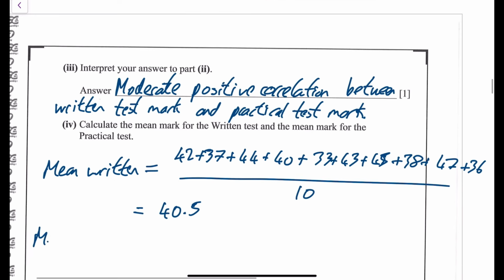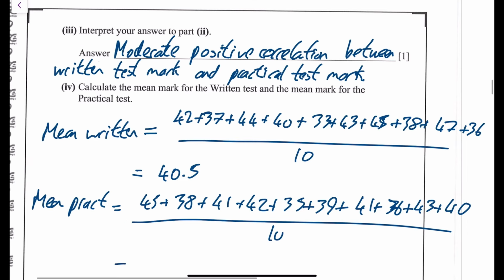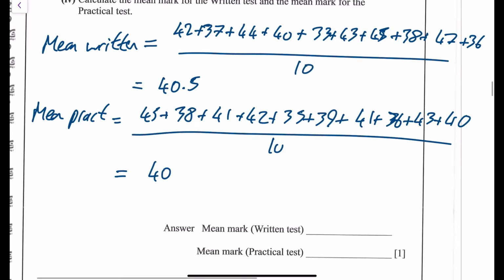And then the mean for the practical then, same idea, it's 45 plus 38 plus 41 plus 42 plus 35 plus 39 plus 41 plus 36 plus 43 plus 40, all divided by 10, and that got me bang on 40. So there we are. So the mean mark for the written was 40.5 and for the practical was 40. So very, very close. Happy days. Okay, right, bear with me here.